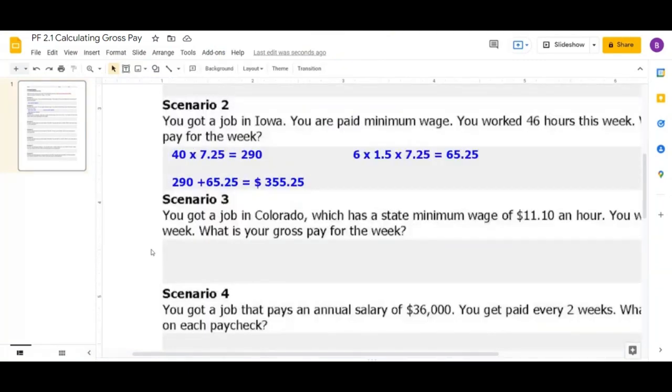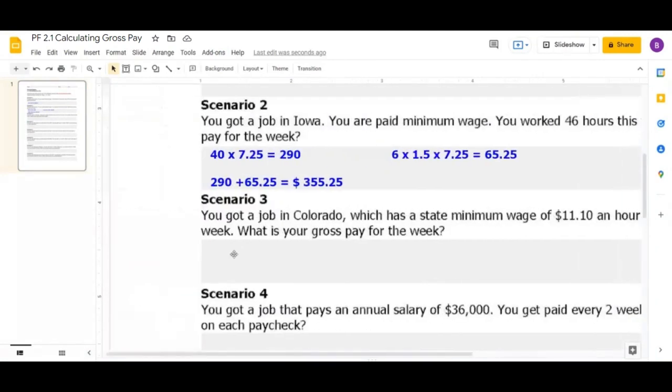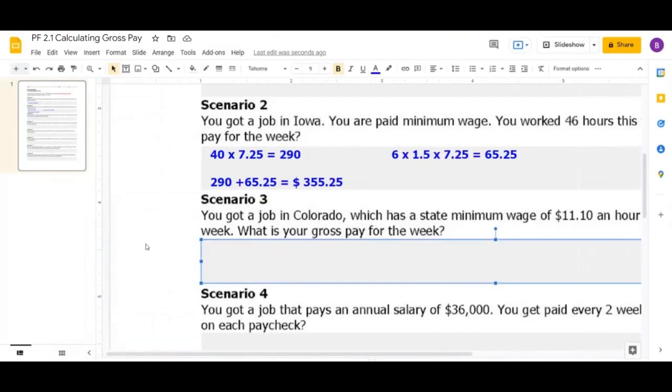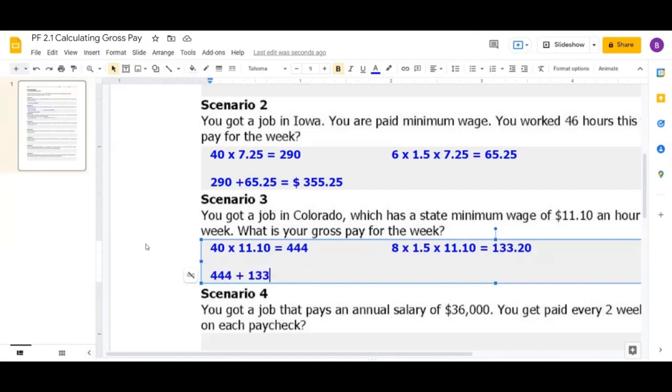All right, for number 3, you get a job in Colorado. State minimum wage is $11.10 an hour. You work 48 hours this week. Okay, so this is going to be similar to question number 2, except now instead of $7.25, we have a different wage. So the first 40 hours, we're now earning $11.10 an hour. That is $444. Okay, and then for the other 8 hours, these are overtime hours, so we're going to be paid 1.5 times the $11.10 an hour rate. Okay, and that comes out to be $133.20. So again, we're going to add these up, 444 and 133.20. Okay, and that equals 577.20.